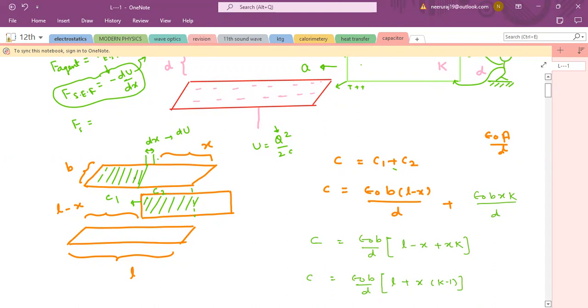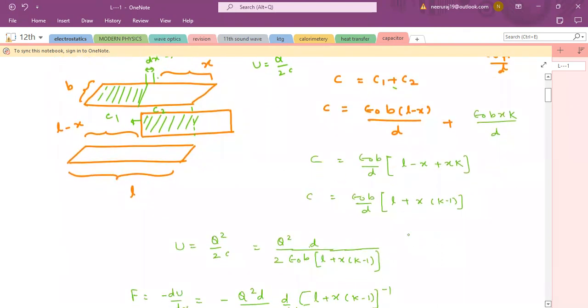So the area of this part becomes B into (L minus X), divided by D. D is the distance between the capacitor plates. So this is C1, plus the capacitance of this part, C2, right? C2 is again epsilon naught times area. This area is going to be B into X, so B into X by D into K is the capacitance. To simplify, if you calculate C1 plus C2, this is the value. Now you can focus on the calculation.